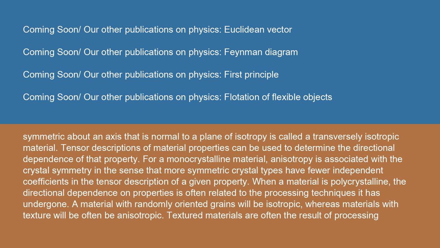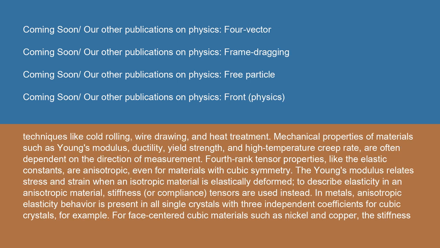When a material is polycrystalline, the directional dependence on properties is often related to the processing techniques it has undergone. A material with randomly oriented grains will be isotropic, whereas materials with texture will often be anisotropic. Textured materials are often the result of processing techniques like cold rolling, wire drawing, and heat treatment. Mechanical properties of materials such as Young's modulus, ductility, yield strength, and high temperature creep rate are often dependent on the direction of measurement. Fourth-ranked tensor properties like the elastic constants are anisotropic, even for materials with cubic symmetry.